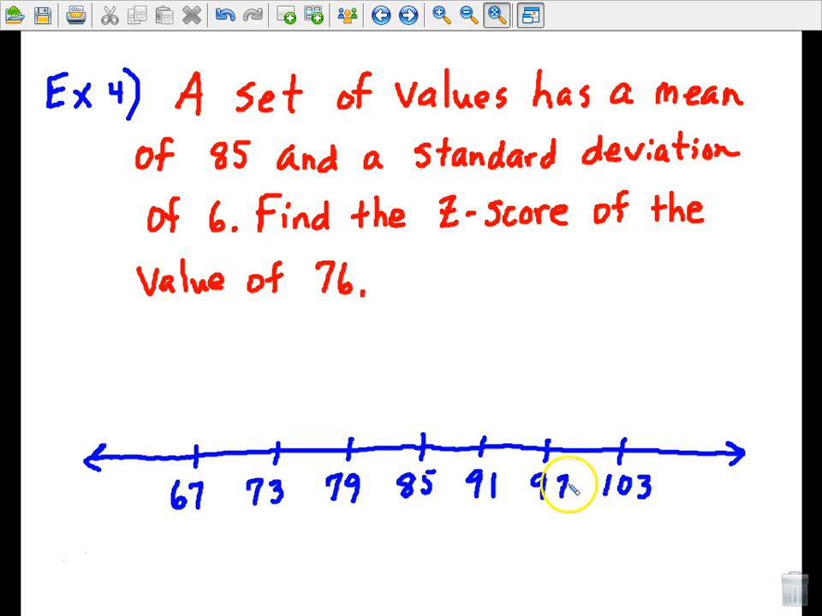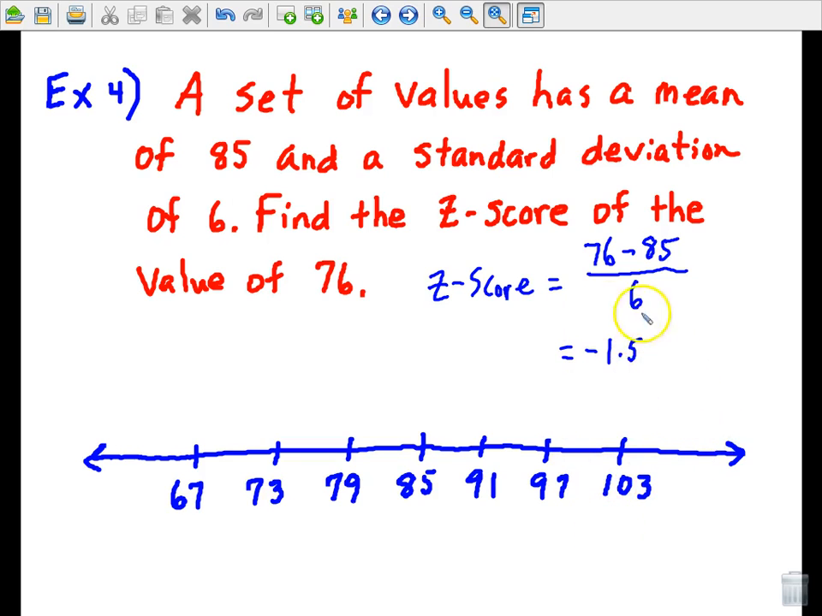this number line isn't required for your homework. I'm just providing it as another example to illustrate the z-score answer. Okay, so let's just use our formula to come up with the z-score. So just write out z-score equals the value, which in this case we're given is 76, minus the mean, and the mean is given as 85, divided by the standard deviation, which was 6. And if you just do this in your calculator, you get -9 divided by 6, and that's -1.5.